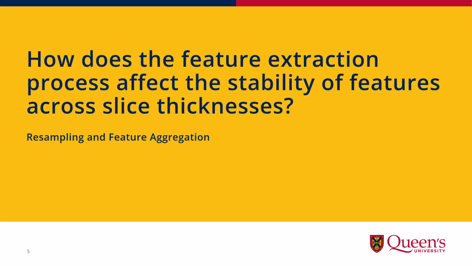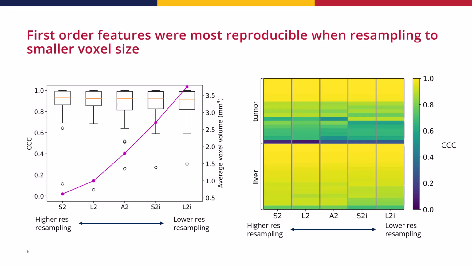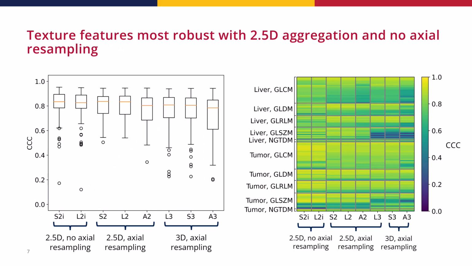Second, how does the feature extraction process, in particular image resampling and feature aggregation, affect the stability of features across slice thicknesses? I'll answer this question in two parts because in our analysis we differentiated between first-order histogram features and texture features, which account for the local spatial relationships between neighboring voxels. For first-order features, we found that resampling the images to have higher resolution improved the reproducibility of features across different slice thicknesses. For texture features, in addition to resampling, the method of feature aggregation also matters.